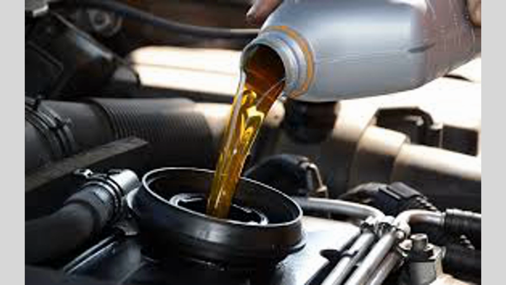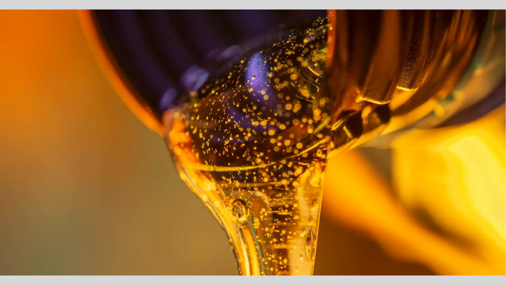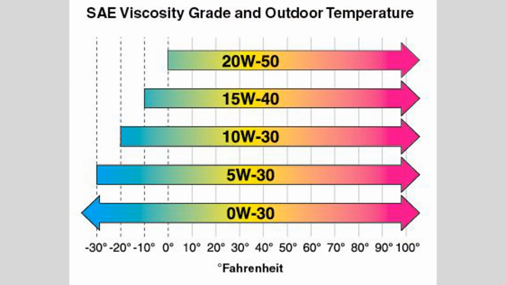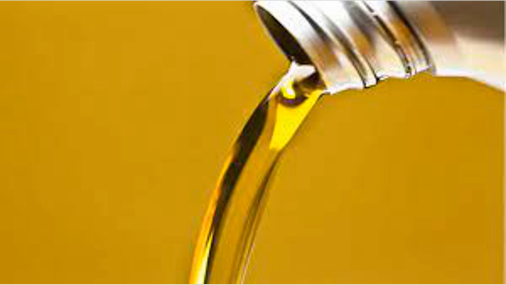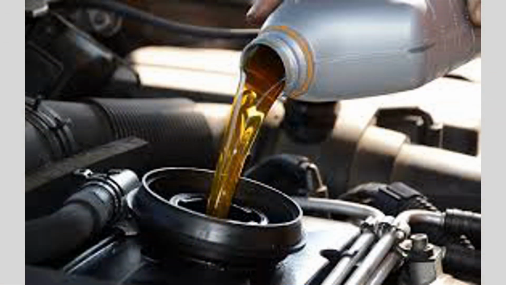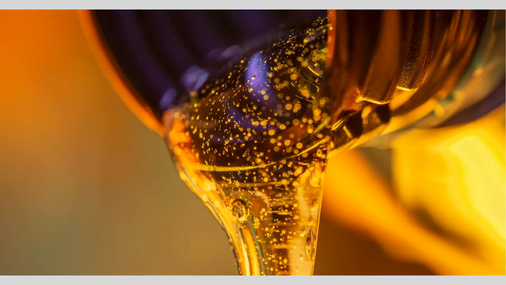The two numbers explained. Let's break down the two numbers in these codes. The first number, like the 5 in 5W-30, tells you how the oil behaves in cold temperatures. For instance, 5W oil will flow better than 10W oil when it's cold. The second number indicates how the oil performs at high temperatures. In our example of 5W-30, 30 means the oil will maintain its viscosity and provide adequate protection at higher temperatures.